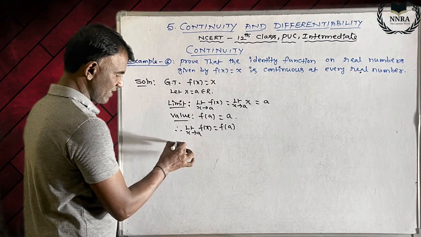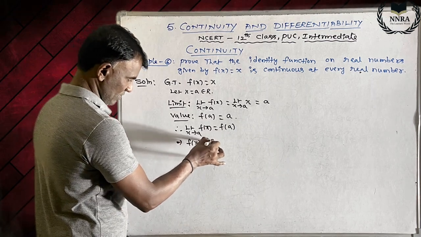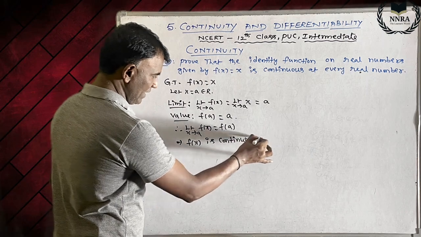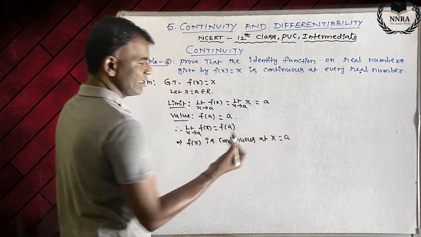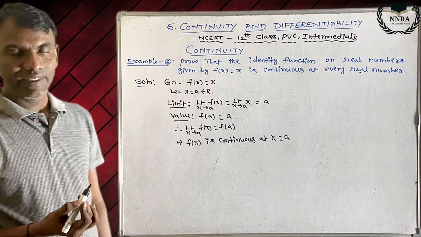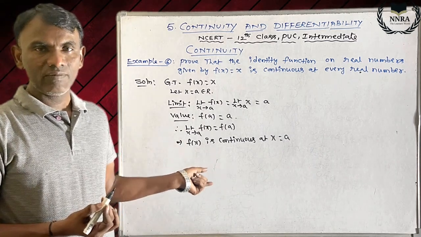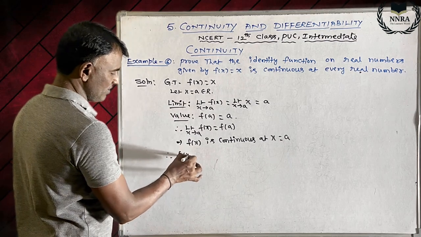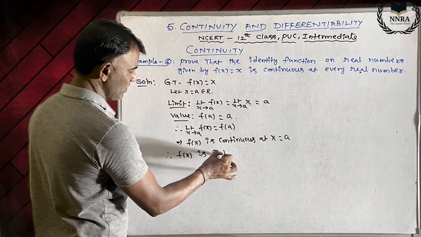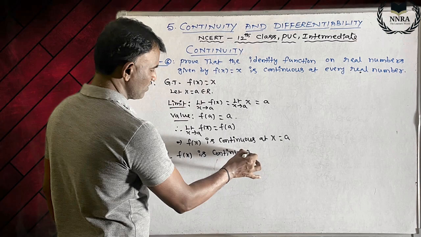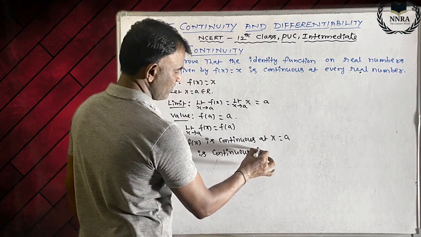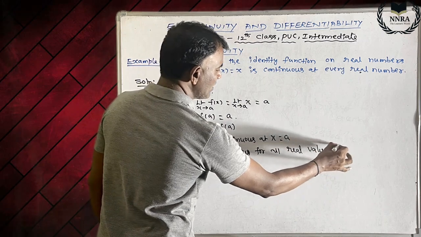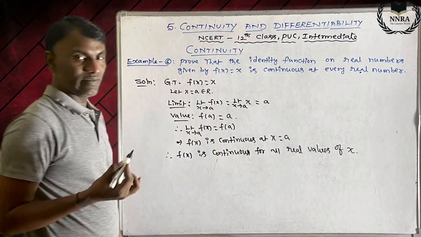What is the meaning of this? f of x is continuous at x equal to a. If it is continuous at x equal to a, then for every real number it is possible, right? So just write that, that is the final conclusion. Therefore f of x is continuous for all real values of x. That is the final conclusion.